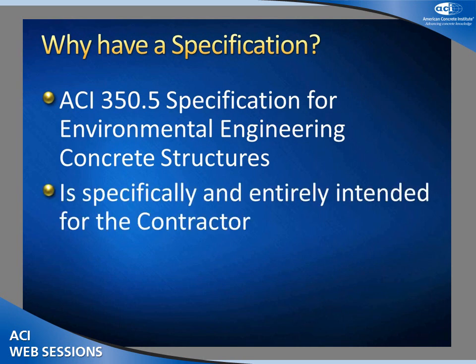So why do we have a specification? It's because we need a document that's specifically intended for the contractor, to give direction to the contractor in their work in trying to implement and build the structure that the engineer designed with the ACI 350 code.